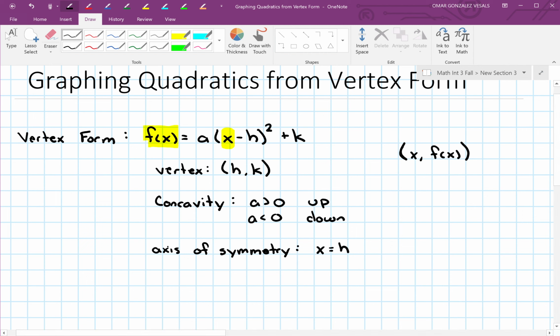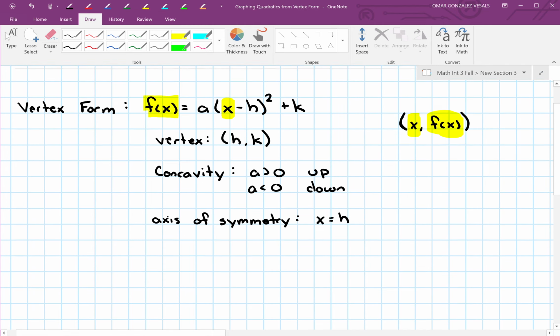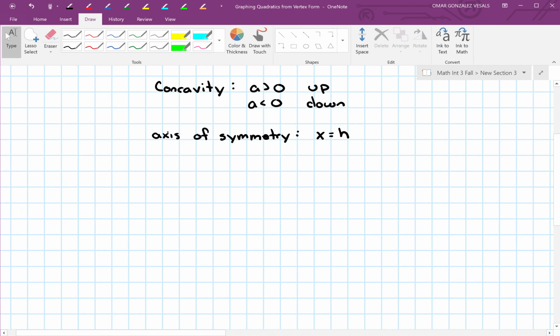You guys ready? So this is what I'm focusing on today. The other stuff you already know. This is what I'm focusing on today. So let's graph a couple.